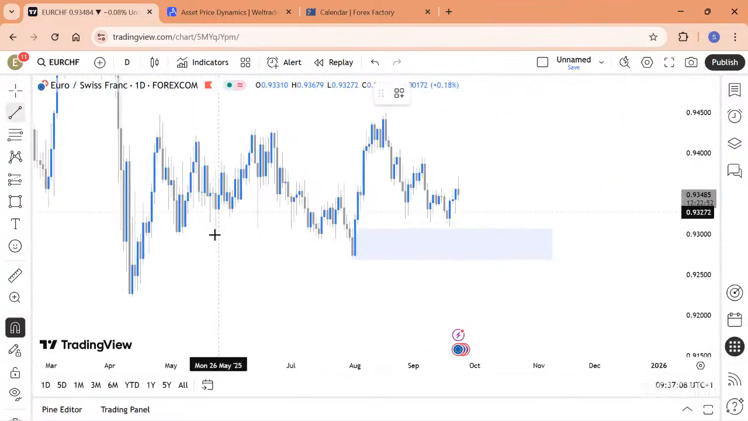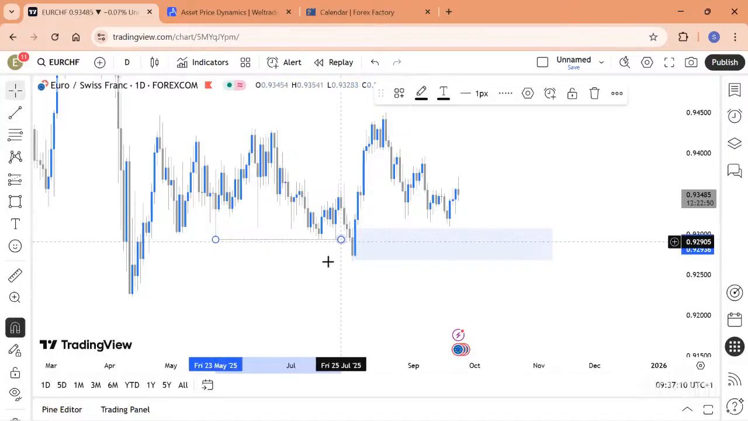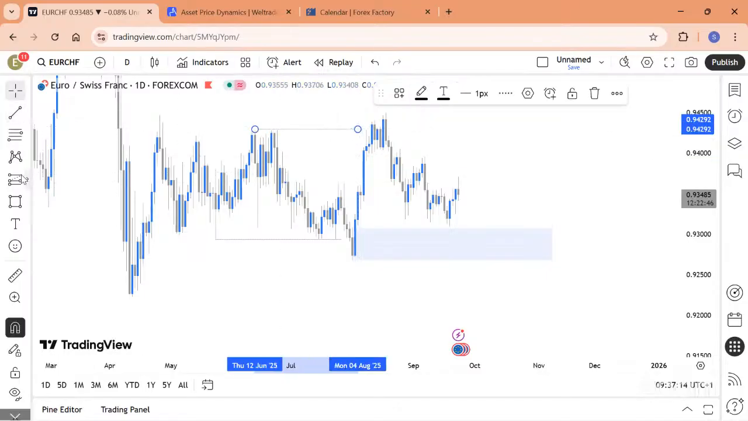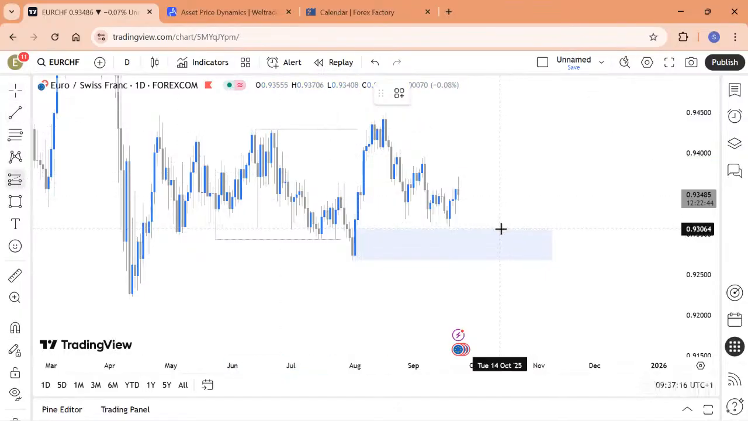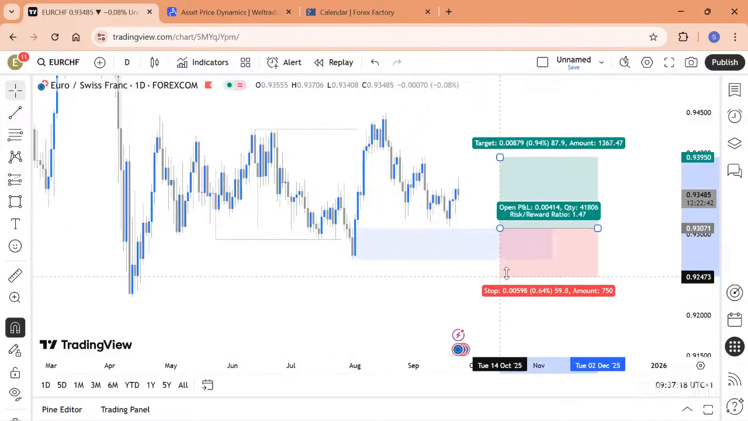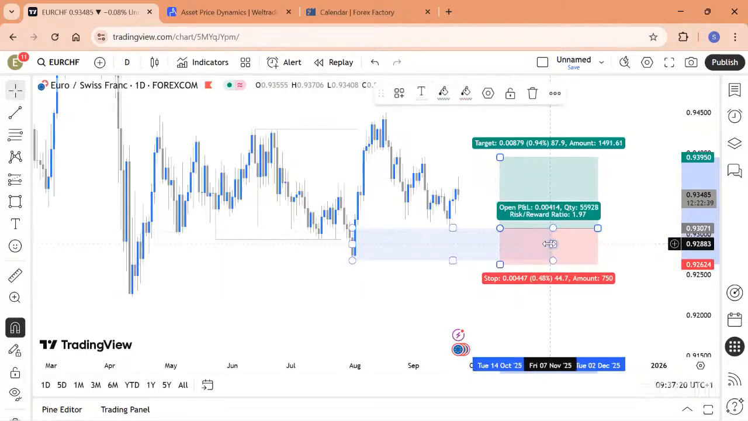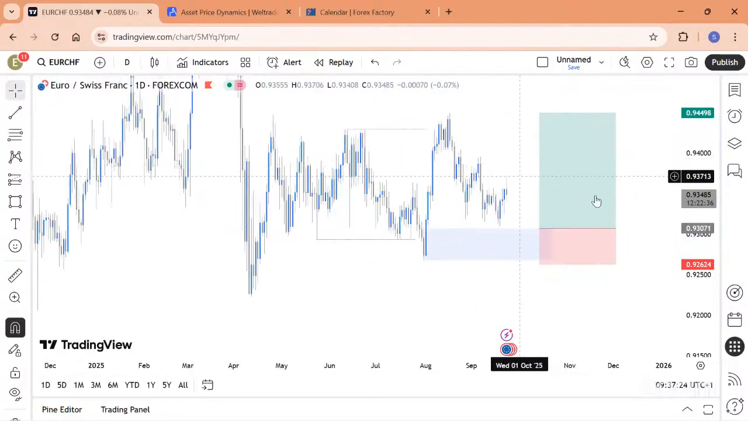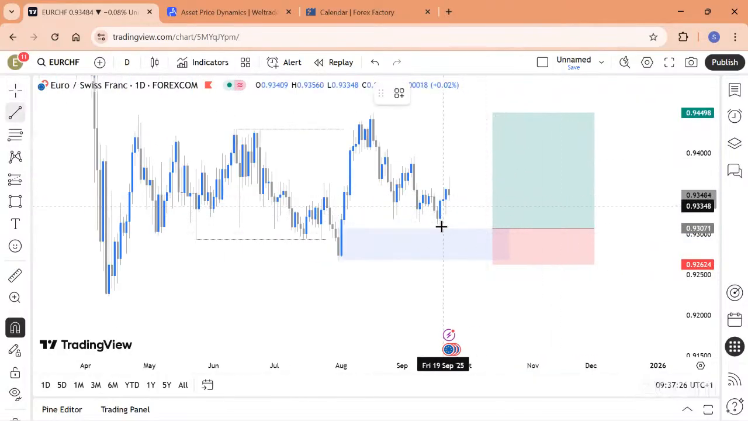So this is our sweep of liquidity. We swept the low. We came back to do what? To sweep the high. So what we can expect is that price should come here, like this, and then we look to target these highs. So this is my view for Euro CHF.